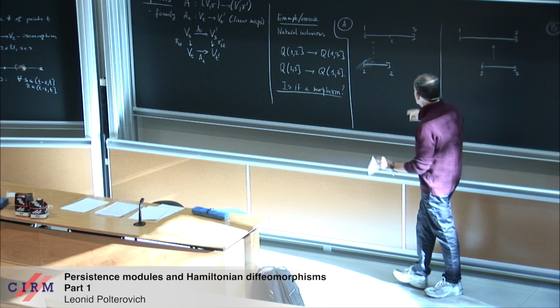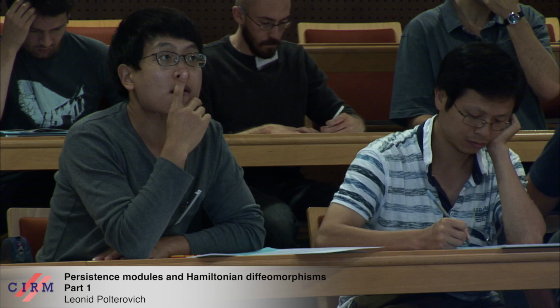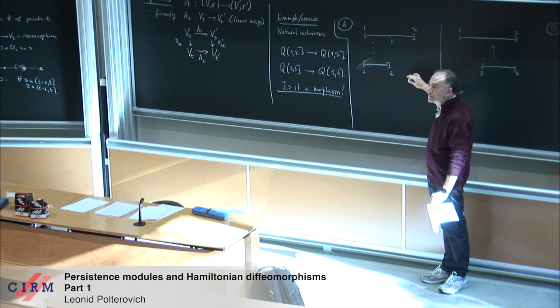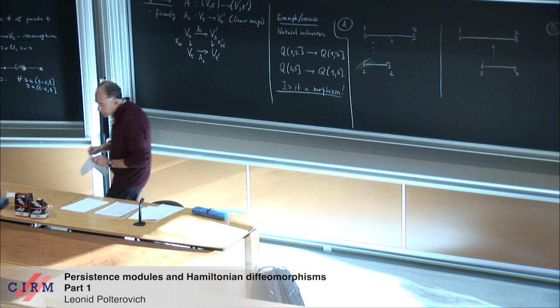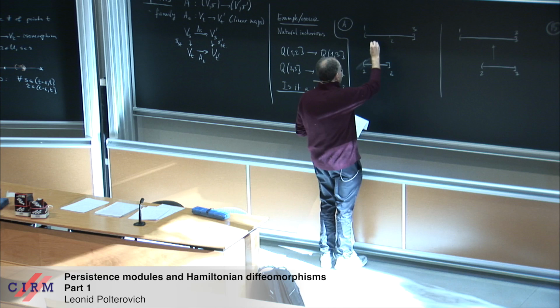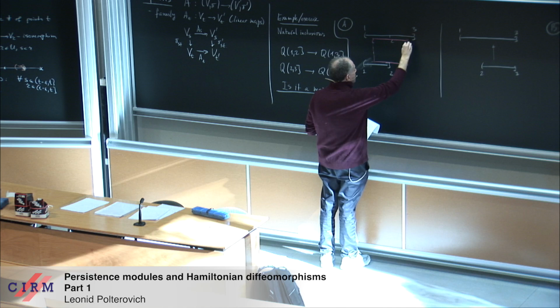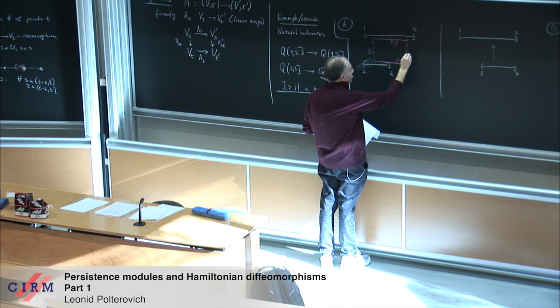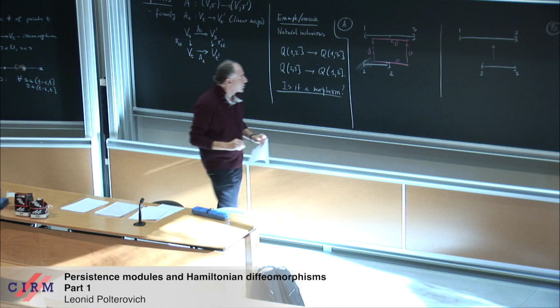Okay, so what do we think about this situation? Is it a morphism? Yeah, so there is a problem with the zero map, very good. Let me illustrate it. So here is the problem. This is identity, this is identity, this is zero, and this is zero. The diagram doesn't commute, okay? So the answer is no.